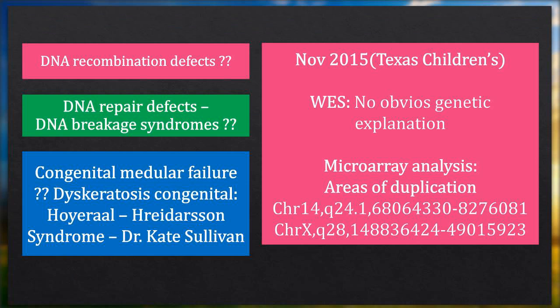Well, we still have the last slide of the problems we were considering about DNA recombination defects, DNA repair defects, including breakage syndromes or congenital marrow failure, which Dr. Kate Sullivan suggested once we talked with her about dyskeratosis congenita, but the syndrome with the most severe spectrum, Hoyeraal-Hreidarsson. I hope I pronounced it okay. In November 2015, last year, and I want to thank Texas Children's Hospital, Dr. Jordan Orange, for his support, they did whole exome sequencing, and the report was that there was no obvious genetic explanation. They also did, as they were not finding any problems, a microarray analysis, and they found 2 areas of duplication on chromosome 14 and on chromosome X. And they are not sure about what to do with these areas yet. Some of them, especially in chromosome 14, there have been some breakage syndromes, like Nijmegen, related to it, but this is something that we are just beginning to study.